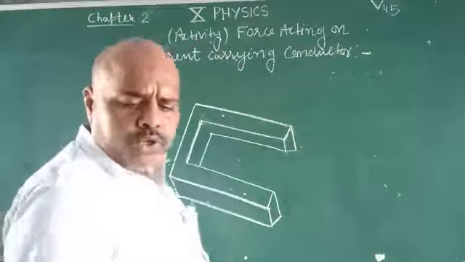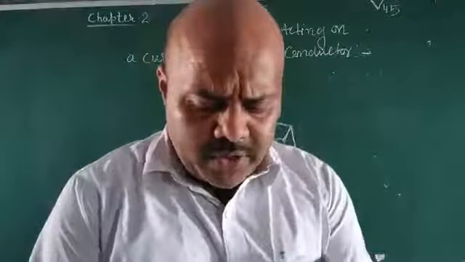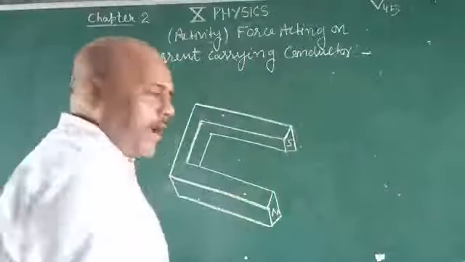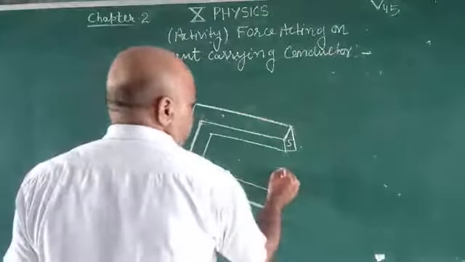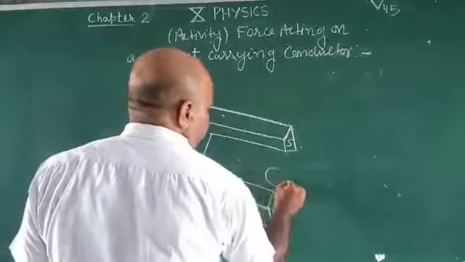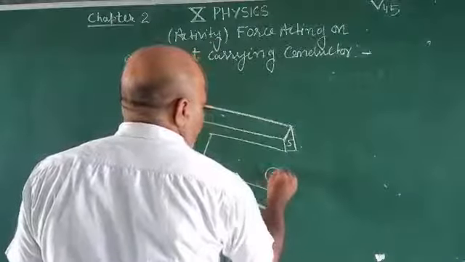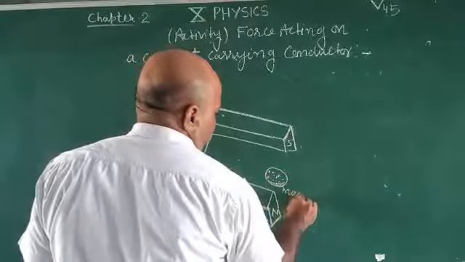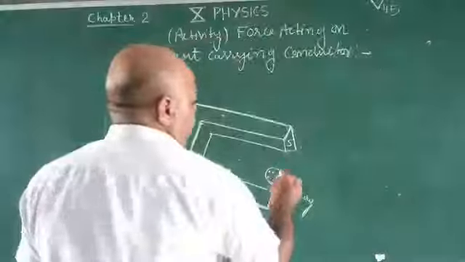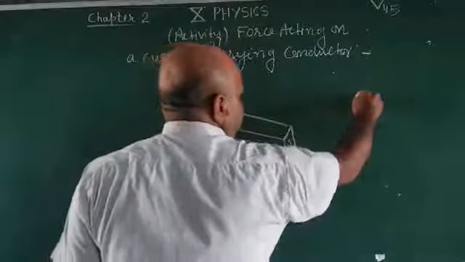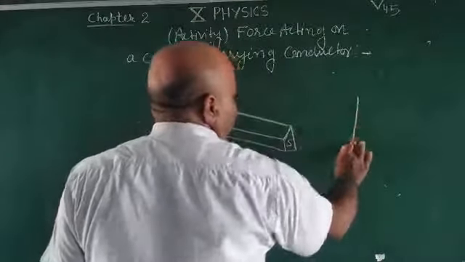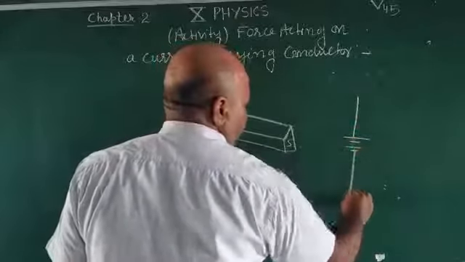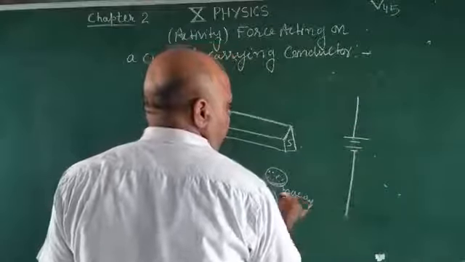This is the U-shaped magnet or strong field magnet having poles N and S. This is the N and this is the S. And here is the mercury vessel, filled with mercury liquid. Here is the wire, whose upper part is connected with the positive terminal and whose lower part is connected to the mercury vessel.